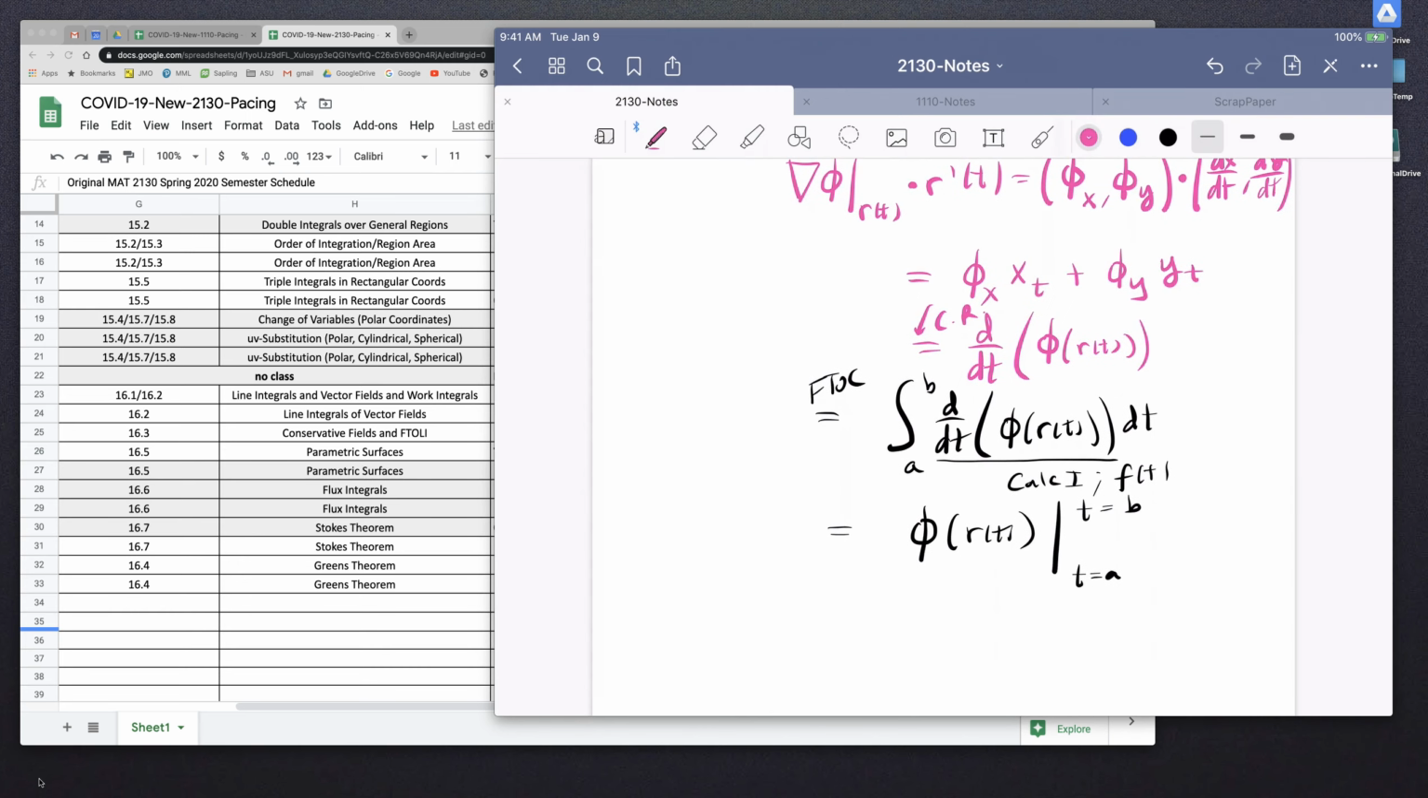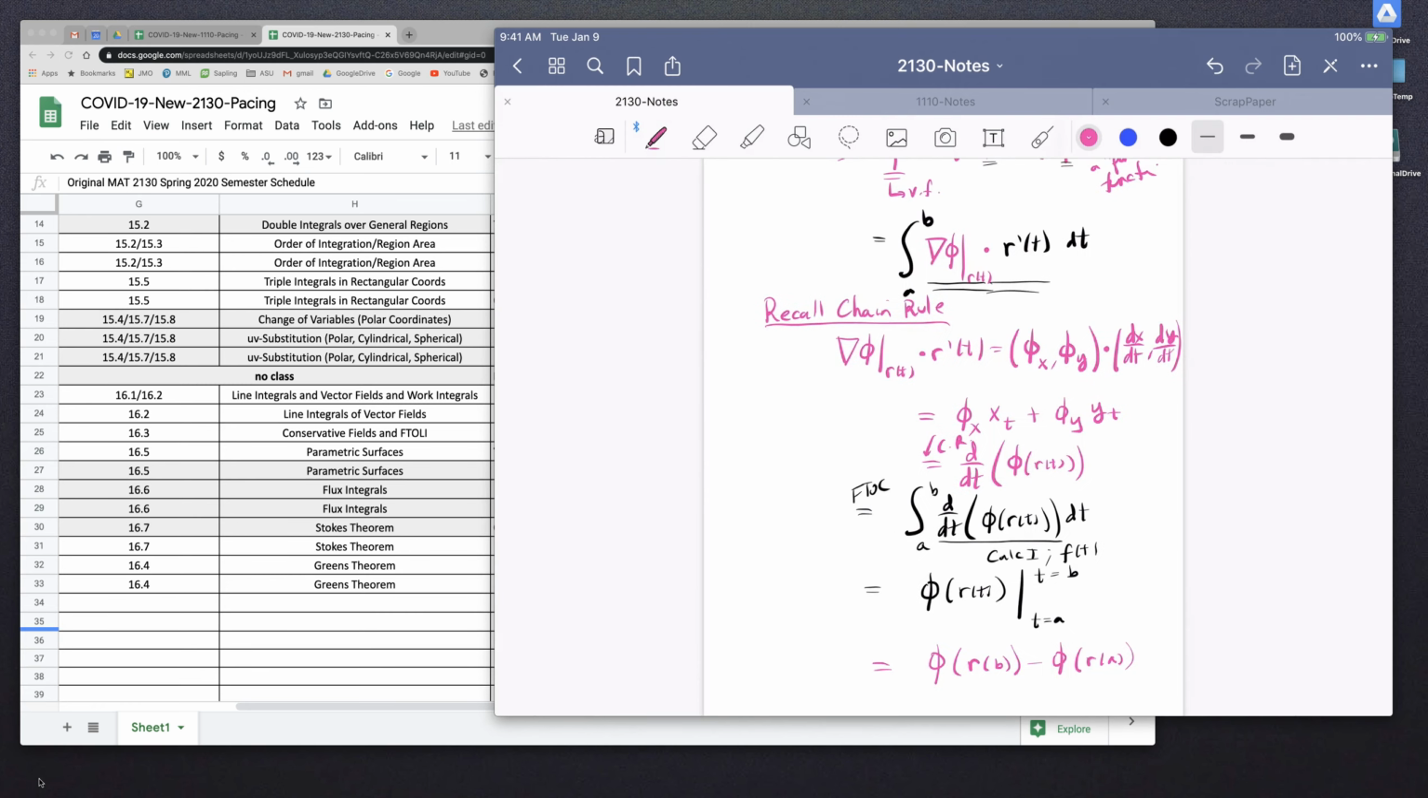So this tells us that we need to evaluate the potential function at r at t equal to b, minus the potential function evaluated at t equal to a. What we're seeing then is that this integral of the vector field along a curve C can be simply evaluated as the potential function at the endpoints subtracted, sometimes called a potential difference.